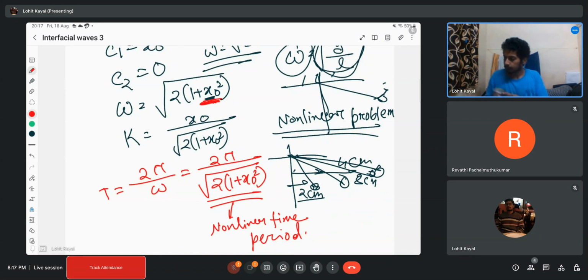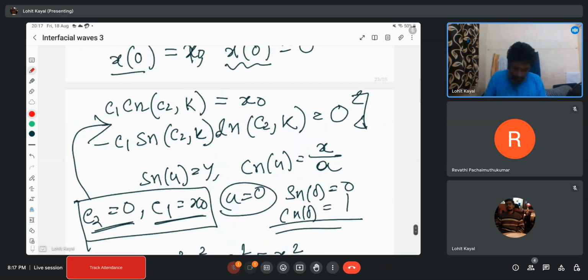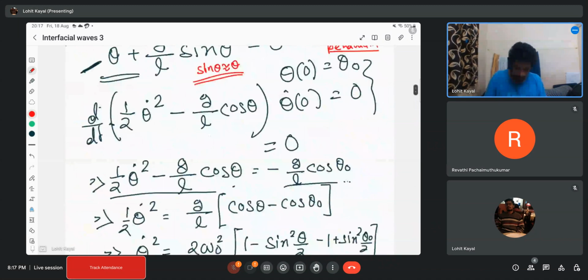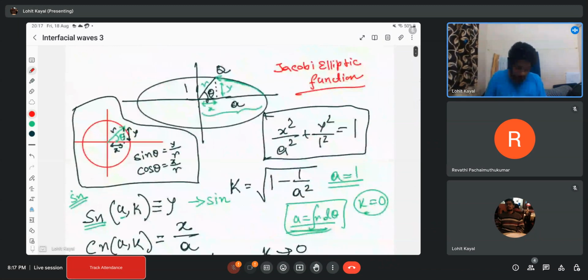So this was the last problem that I wanted to solve today. Let's go through the topics that we have covered today. From the next class onward, we will see some complicated methods in the perturbation techniques. Today's class was mostly based on the Jacobi elliptic function. This is a completely new thing that you are learning.